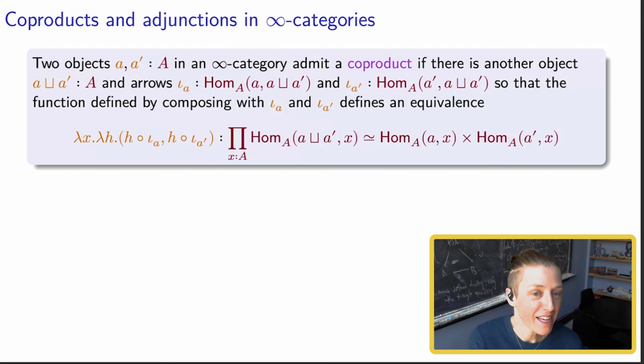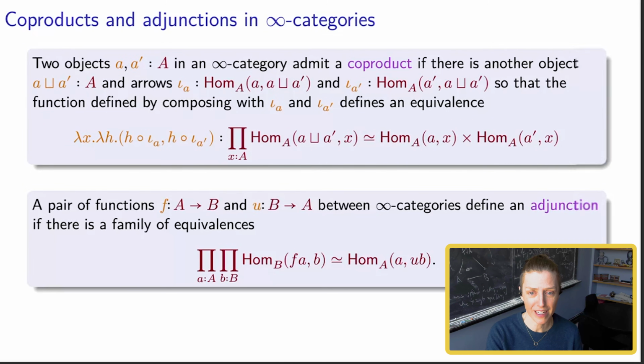If A is an infinity category and I have 2 objects, I'll call them little a and little a prime, what it means for them to admit a coproduct is exactly as before. There needs to be another object and then arrows from a into the coproduct and from a prime into the coproduct, so that the function that you get by composing with these arrows defines an equivalence. In other words, there's an equivalence between the arrows out of the coproduct into X and then pairs of arrows from a into X and from a prime into X. That's defined by restricting along or composing with the coproduct injections. So that was the notion of a coproduct.